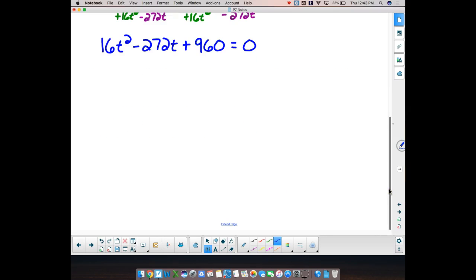272 is divisible by 16. Okay? Also, luckily for us, 960 is divisible by 16. So I can divide all of these terms by 16, which then gives me t squared minus 17t plus 60 equals 0.